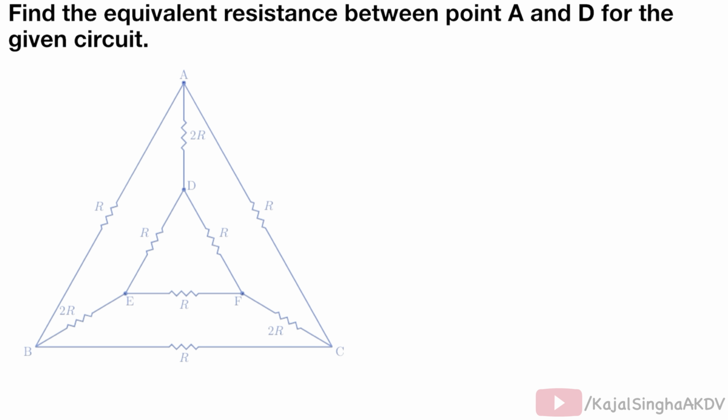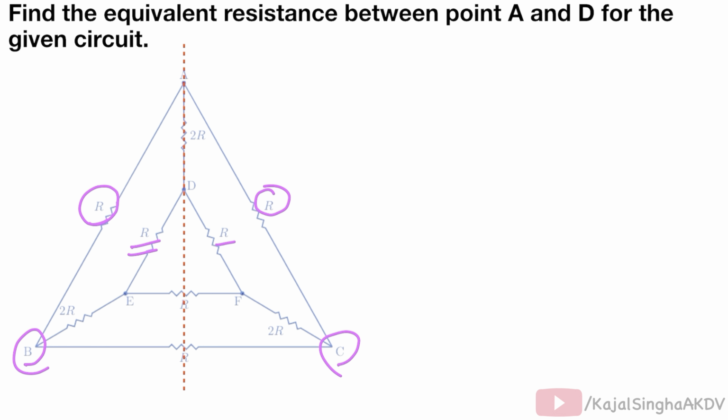Find the equivalent resistance between point A and D for the given circuit. So at first we will check if the circuit has folding symmetry about the line AD. We first draw a line through A and D, and we can see that the circuit has folding symmetry about this line, where if we fold the circuit about this line, point B coincides with point C, and this resistance R coincides with this resistance R.